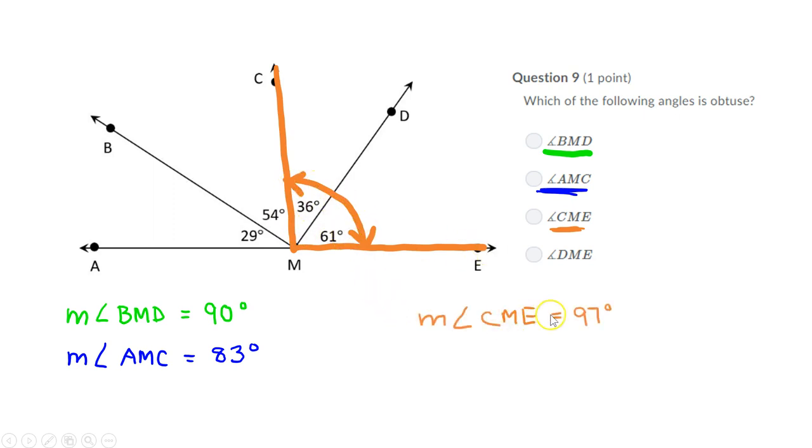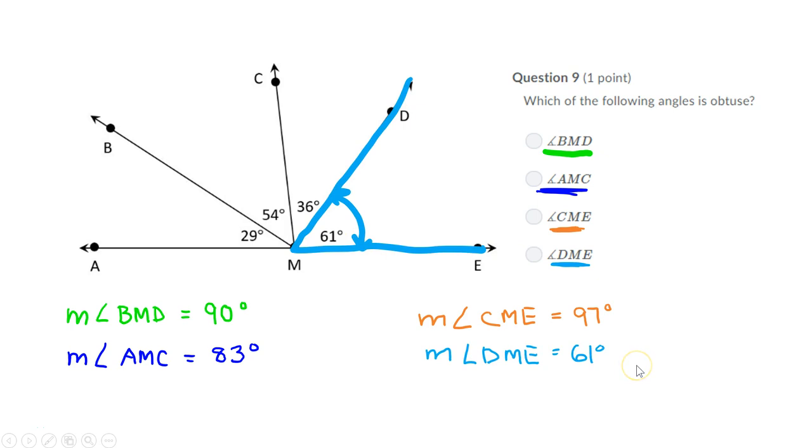I add those together, I do get 97 degrees. It's a little bit over 90 degrees, but that's all I need, a little bit, to be obtuse. So that looks like an obtuse angle. And just to be sure, DME, which is pretty straightforward, it's only the one angle right here at 61 degrees. That's definitely acute. So here's our results. The only obtuse angle we have here is angle CME.